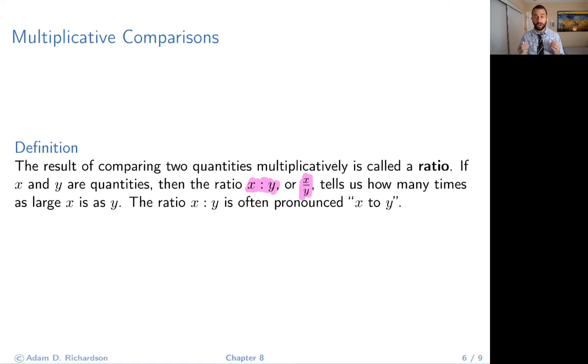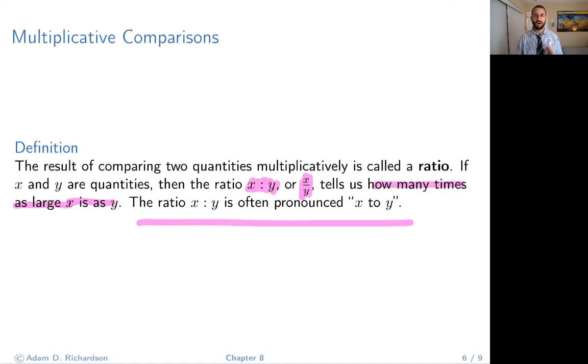So what this number, x over y, tells us is how many times as large x is when compared to y. That's what that sentence means. And then, this is just a pronunciation bit here. We usually say x colon y. We pronounce x colon y as x to y.